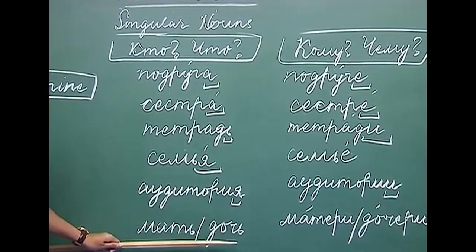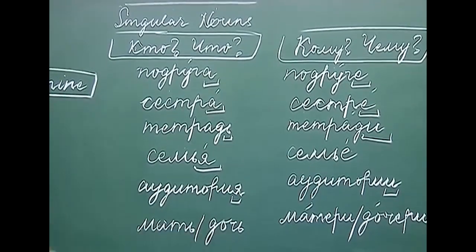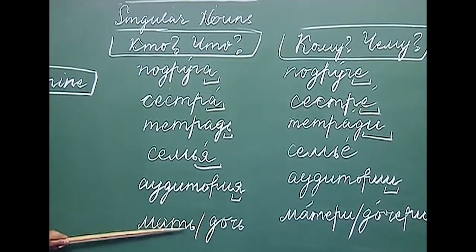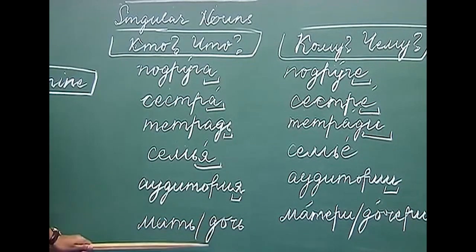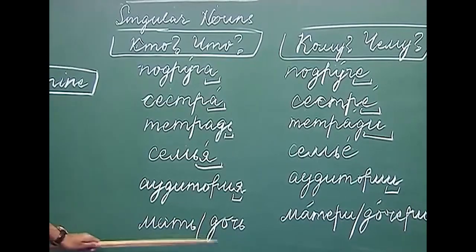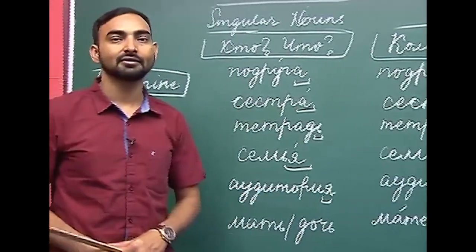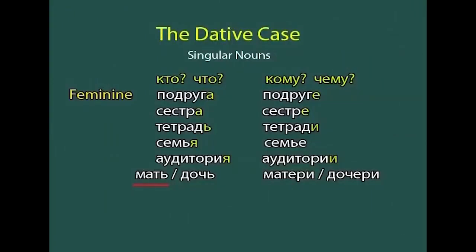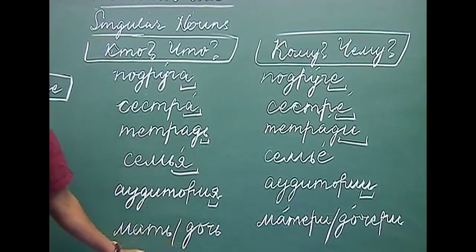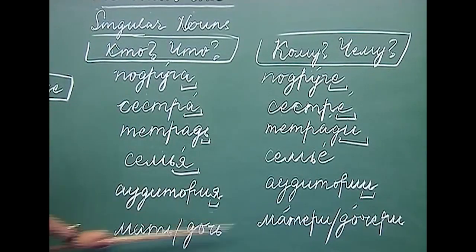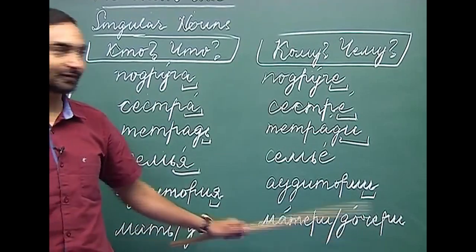And next are the irregular nouns. We have learnt about these nouns mach and doch. Mach is mother and doch is daughter. These are irregular nouns because they have irregular forms in the cases. So, mach changes to machiri in the dative case and doch changes to dochiri. This you have to learn by heart because these forms do not follow any rules.